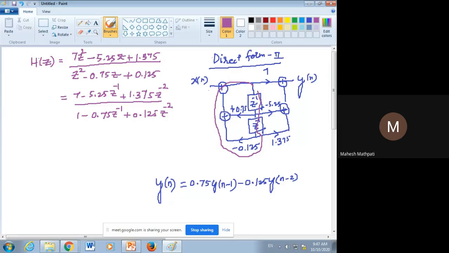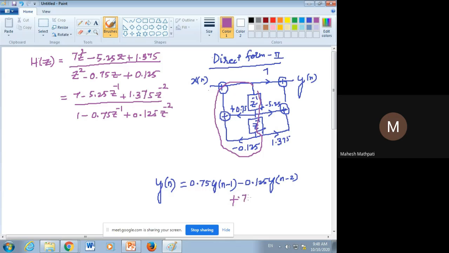Then second, y of n is passing through the second delay element, which is multiplied with minus 0.125. Then further what we can write here? This is for the y coefficient. For the x coefficient, what we will write? If this x of n is passing through this part, first what will come? Now can you tell me?